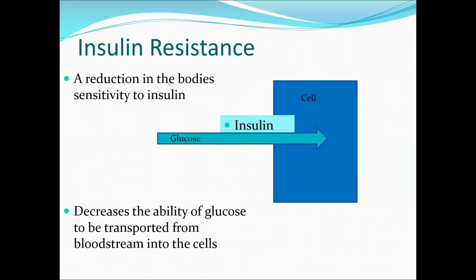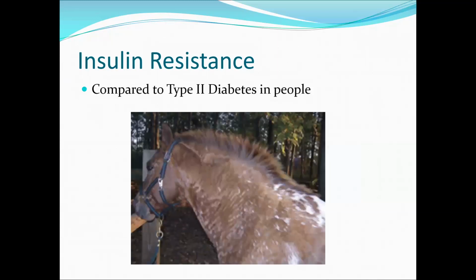In horses with insulin resistance, basically that mechanism is disrupted. So we have the insulin produced by the pancreas, we have the glucose from the diet, but we cannot get it transported out of the bloodstream and into the cell. So that's basically where the disruption is occurring, right at the cellular level. All right, so I often compare it to type 2 diabetes in people. A lot of people, especially older people, understand this condition quite well because it affects a lot of older people.